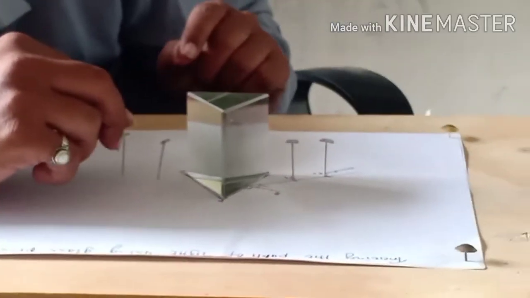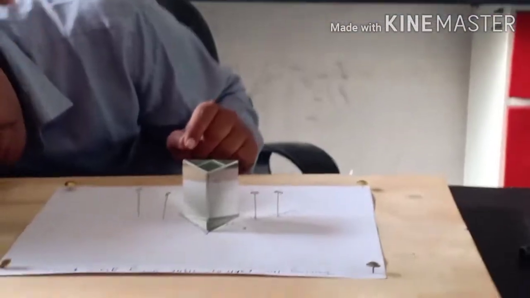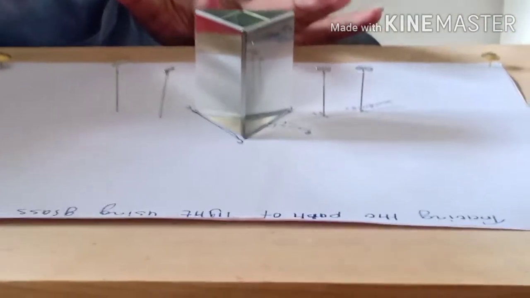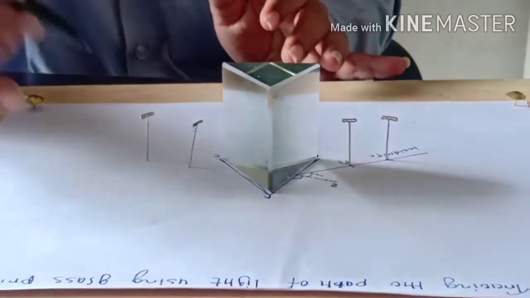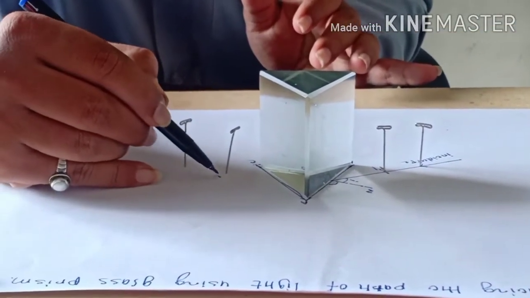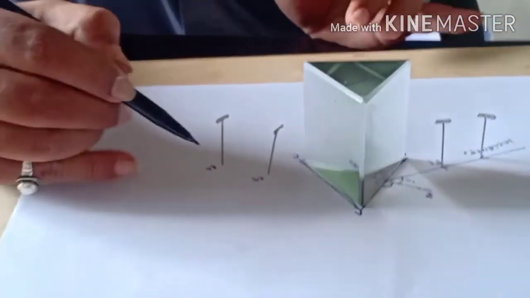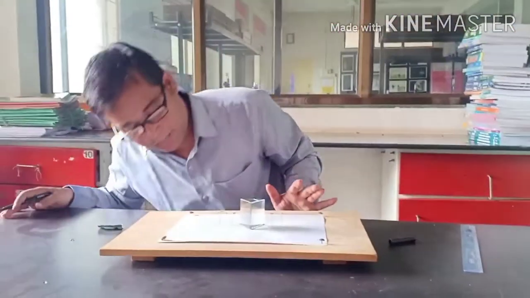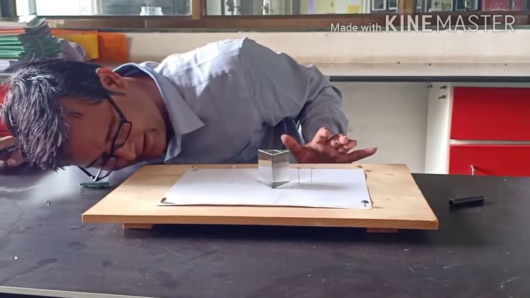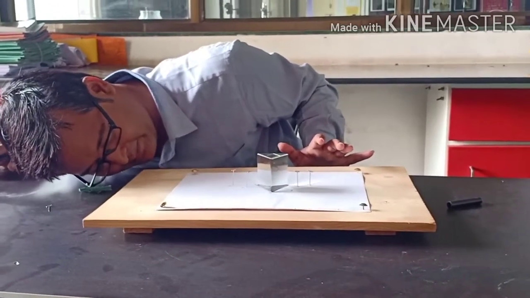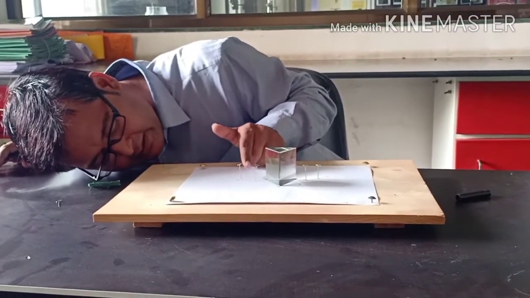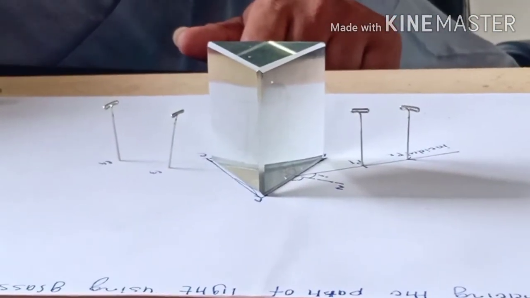So dear student, these pins P1, P2, when you observe from face AC, this pin I am naming P3 and this is pin P4. These all pins look like a straight line when you observe from this face AC. So I have observed this face AC, the pins look like a straight line. We need this point only.